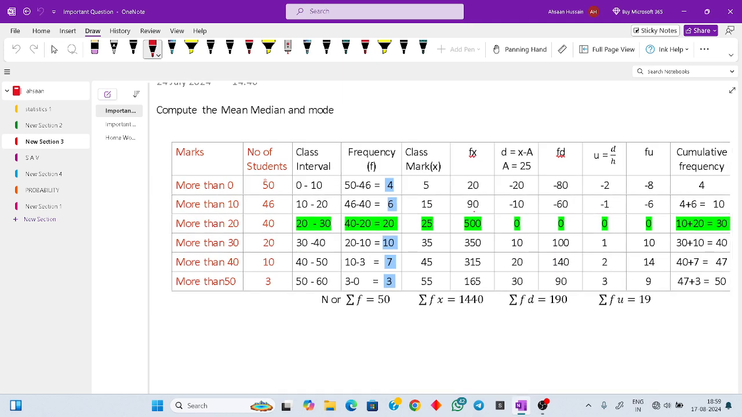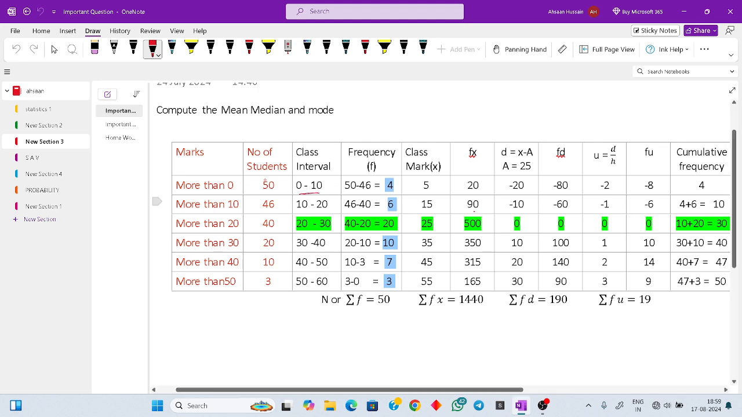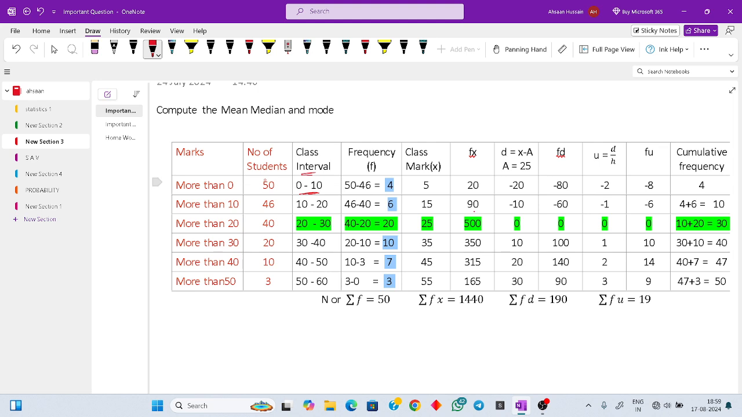Now see the class interval. The data given in red color is our question. So the class interval is given in a different fashion. So first of all, we have to convert this class interval in this manner. And this number of students is actually the cumulative frequency given reversed.